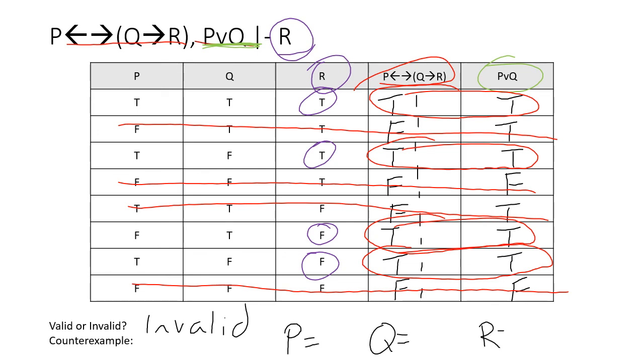And again, we have multiple instances. We could write this one as our counterexample, and that would just mean we put false, true, false, or we could just as easily write the other one that's right below it. We could write this one, which is true, false, false. Again, you only have to write one counterexample for each invalid argument.